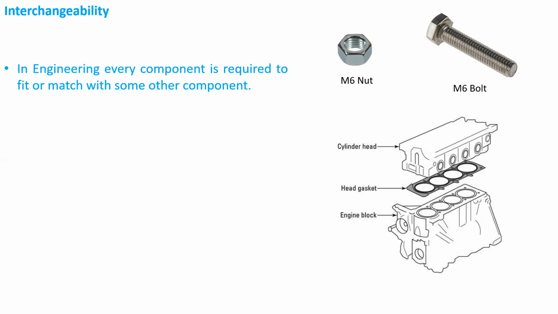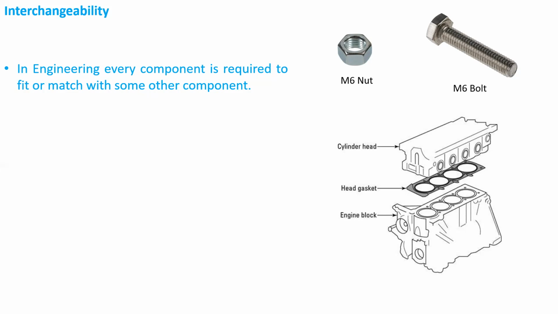In fact, every day, millions of M6 nuts and bolts are manufactured. And if we randomly pick a M6 nut and fit it on a M6 bolt, it will fit smoothly. And similar is the case for engine block and cylinder head. Thousands of engine blocks and cylinder heads are manufactured every day. And if we pick a cylinder head of a specific make and fit it on the engine block, it is going to fit properly and perform the intended function smoothly.